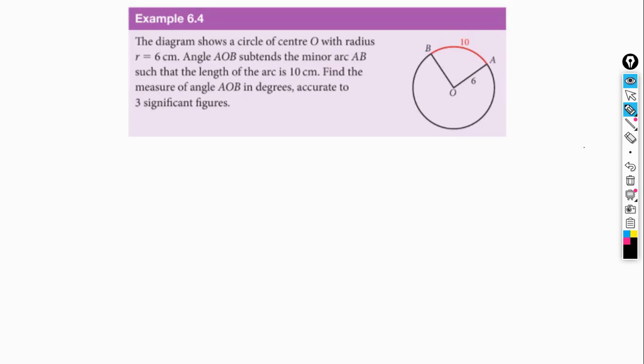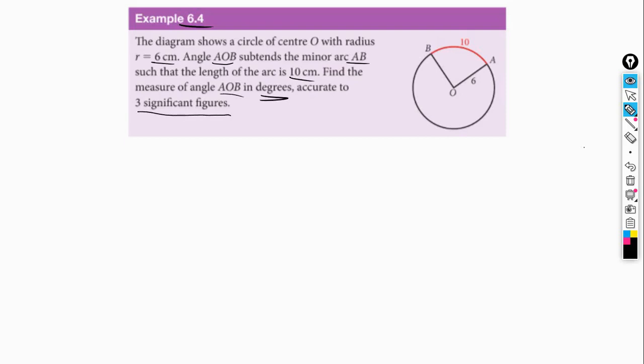So next we have example 6.4, and it says, the diagram shows a circle of center O with radius R equal to 6 centimeters. Angle AOB subtends the minor arc AB, such that the length of the arc is 10 centimeters. Find the measure of angle AOB in degrees, accurate to 3 significant figures.